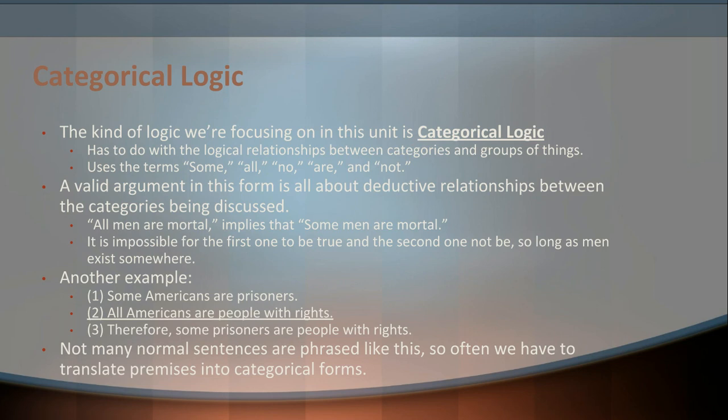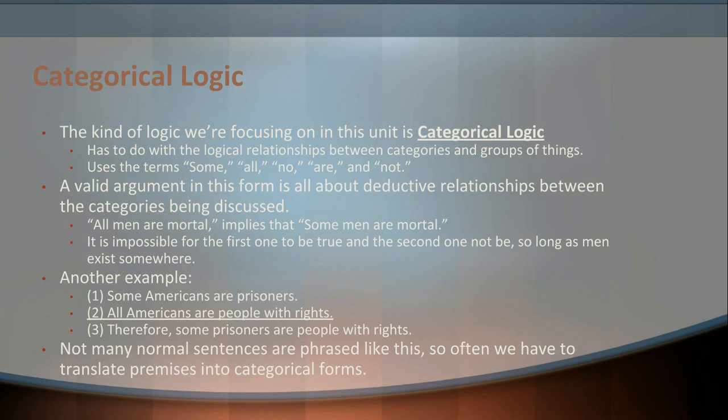It's impossible for that first one to be true and the second one to be false, so long as some people exist somewhere. So when we're talking about deductive relationships between different categories, another example, one that again talks to different political issues. Some Americans are prisoners. All Americans are people with rights. Therefore, some prisoners are people with rights. This is something that we can infer based on those original couple of statements. So categorical logic has to do with these groups like some, all, and none, and how these different things relate to each other. What does this fact about this category tell us about other categories or other groups?